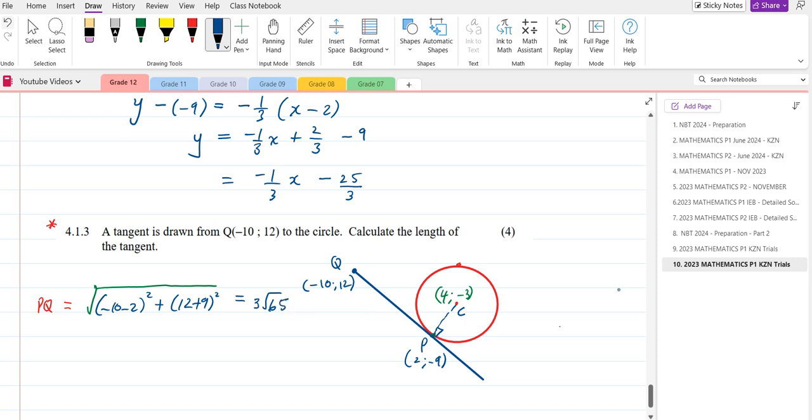Right, so that's the length of the tangent PQ. 3 root 65. Is that correct? 3 root 65. Why is it 4 marks?